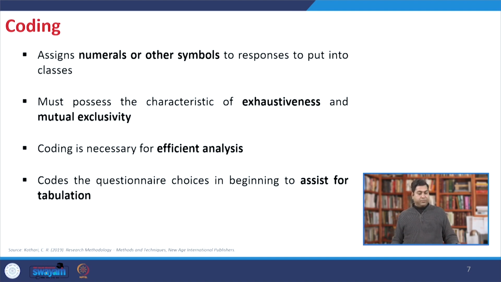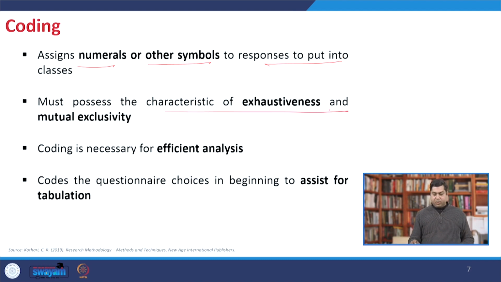Coding of this particular data is where we assign some kind of numerical value or symbol to that particular response. It must possess the characteristics of exhaustiveness and mutual exclusivity. So whenever you do coding, it is to be done in such a way that the assigned values are distinctly different. Coding is necessary for efficient analysis. Code the questionnaire choices in the beginning to assist tabulation.